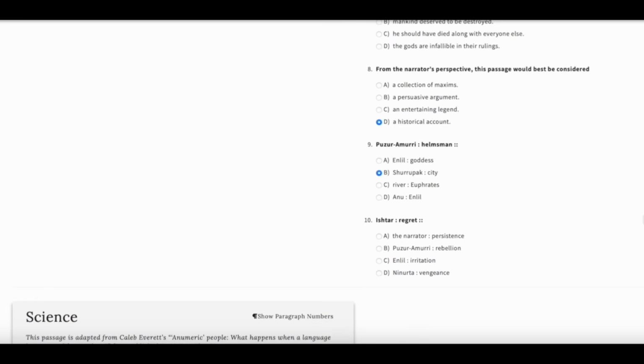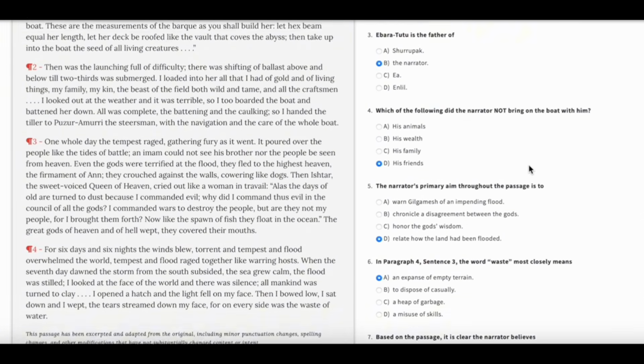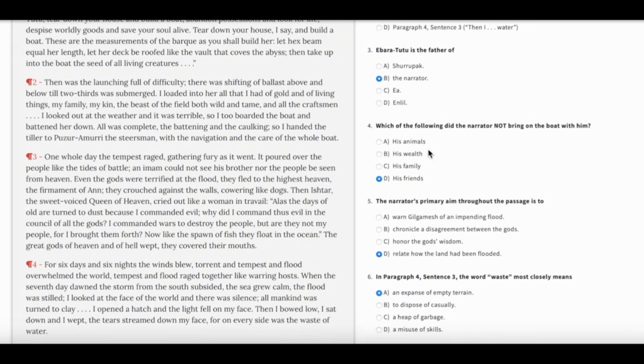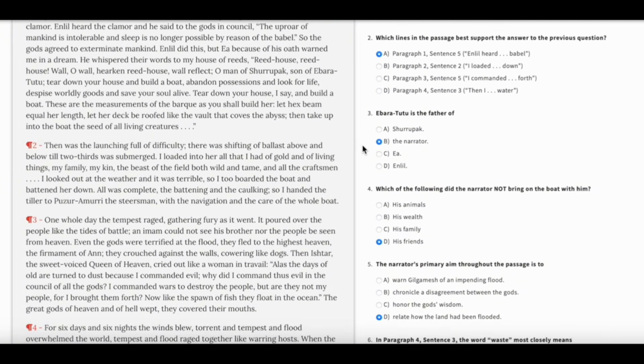Question number 10. Ishtar is to regret as... Okay, great. All right, so first of all, who's Ishtar? Let's make that really clear. Ishtar is... I got to go back. Yeah, I do too. I'm playing Where's Waldo now, looking for the name Ishtar.